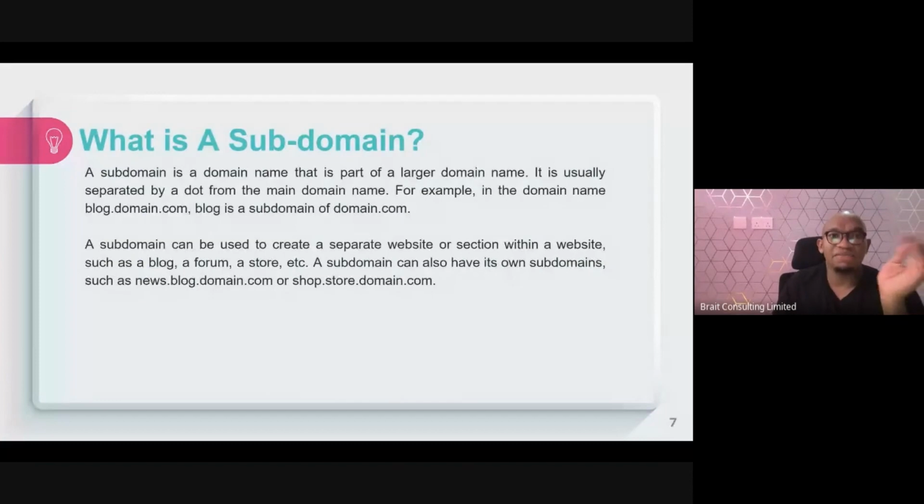It simply means if Google is the house, docs can be the room, sheets can be another room. Okay. What else? developers.google.com is another room. So that is what a subdomain means.